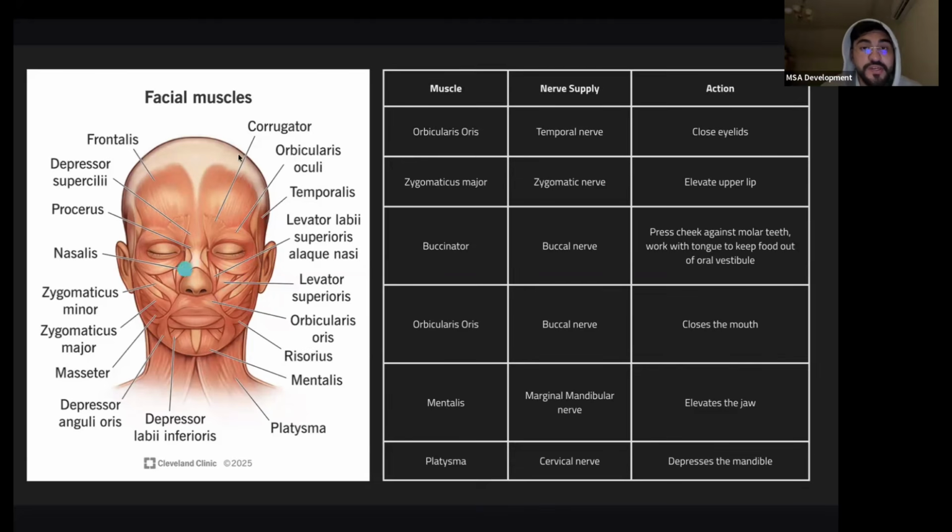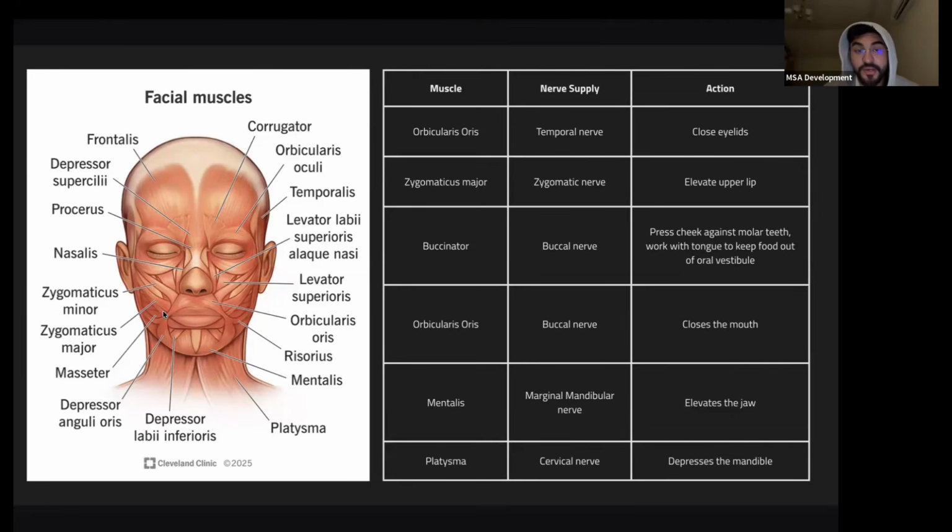So first of all, we start with the orbicularis oris. This is the orbicularis oris right here. The orbicularis oris is a muscle that helps in closing your eyelids, and it is supplied by the temporal nerve. Then you have the zygomaticus major, which is right here. The zygomaticus major is a muscle that helps with the elevation of your upper lip, and it's supplied by the zygomatic nerve.